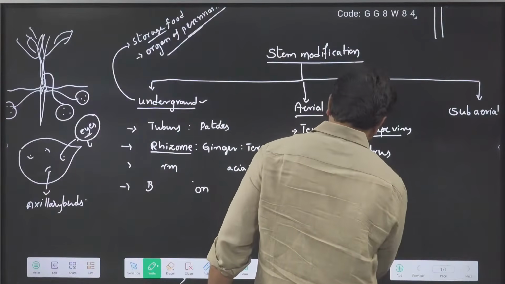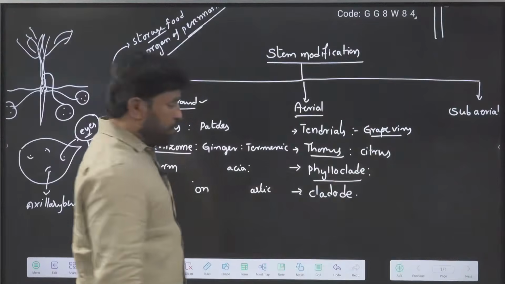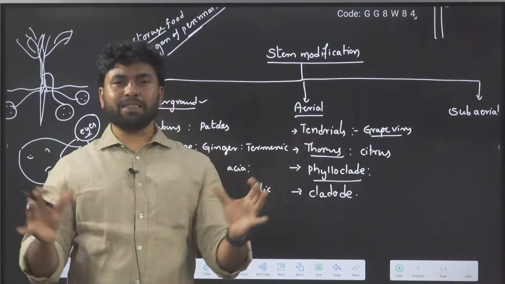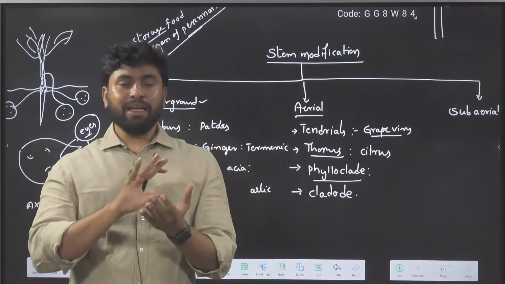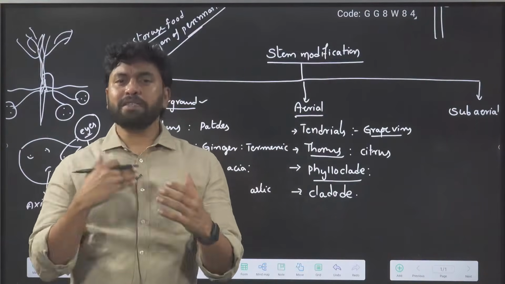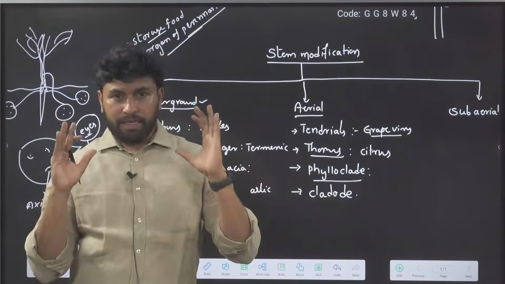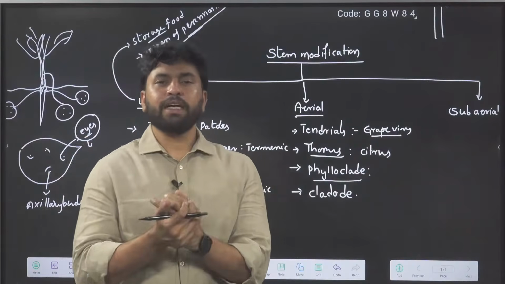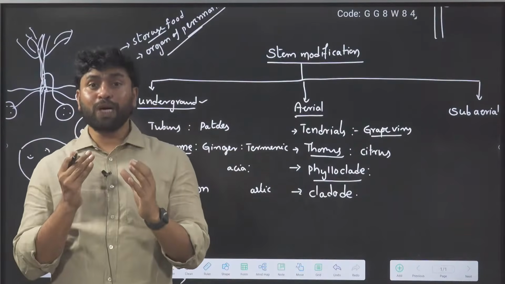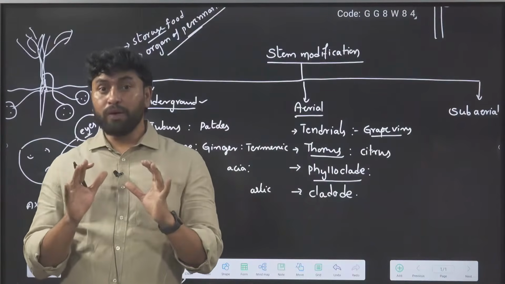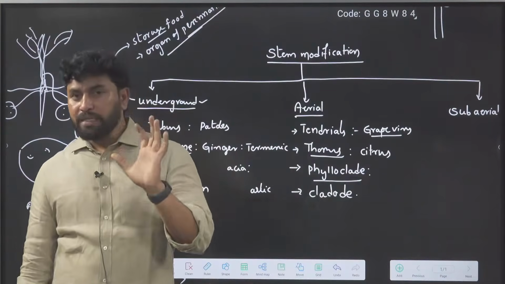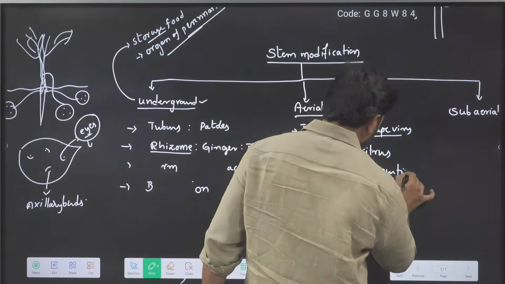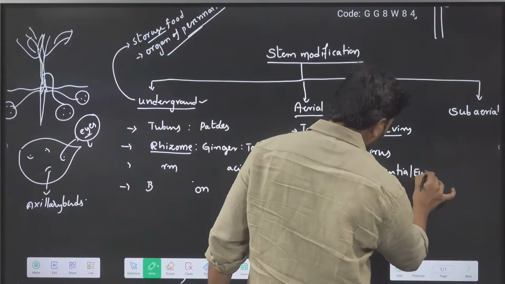Phylloclade. Phylloclade is a stem where the stem becomes green. The entire stem becomes green, and it may be flattened or cylindrical, and the plant is ready to perform photosynthesis only through the stem. Such kinds of plants we call phylloclades. What do you call that? Phylloclades. Now, best examples of phylloclades: Opuntia and Euphorbia.